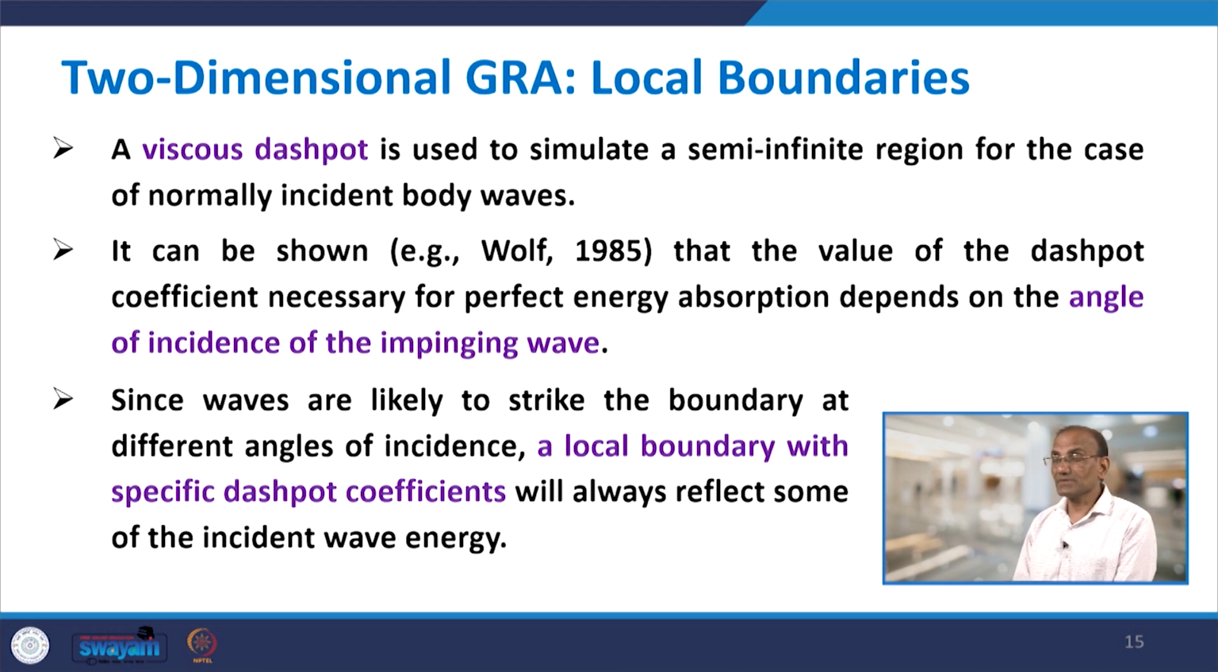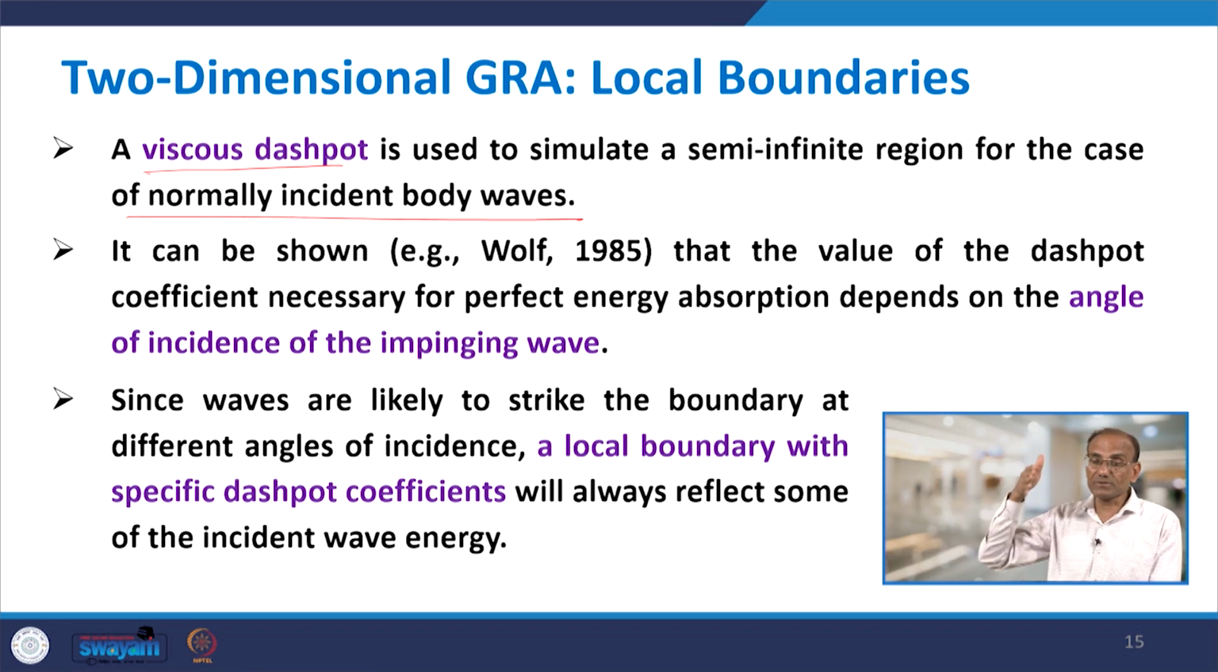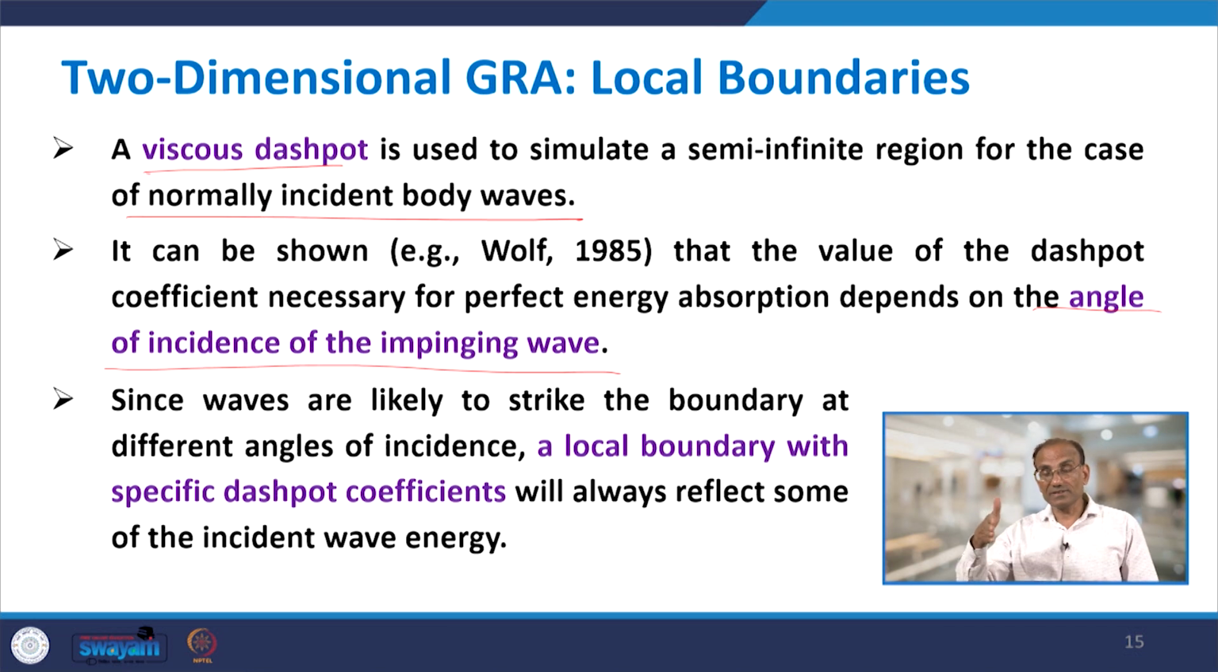Now, coming to the second boundary, which consists of a dashpot, and that is called the local boundary. In this case, a viscous dashpot is used to simulate a semi-infinite region for the case of normally incident body waves. So, the viscous dashpot is okay if you have vertically propagating or normally incident body waves. That means the wave strikes normally or perpendicular to the plane, and in that case they are good. It has been shown, for example by Wolf and other researchers, that the value of the dashpot coefficient necessary for perfect energy absorption depends on the angle of incidence of the impinging wave. So, if the impinging wave is vertical, then there is no issue, it will absorb most of the energy. But if your wave strikes at some angle, then these boundaries are not good.